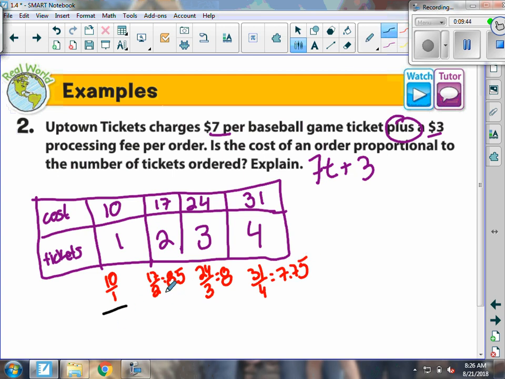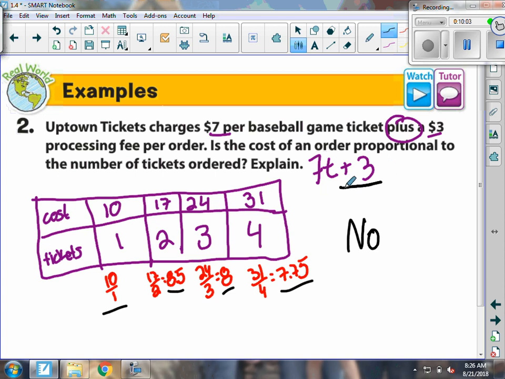So we look at our simplified ratios. Are these equivalent? Since the ratios are not the same, they're not equivalent, this is going to be not proportional. So is the cost of an order proportional to the number of tickets ordered? No.